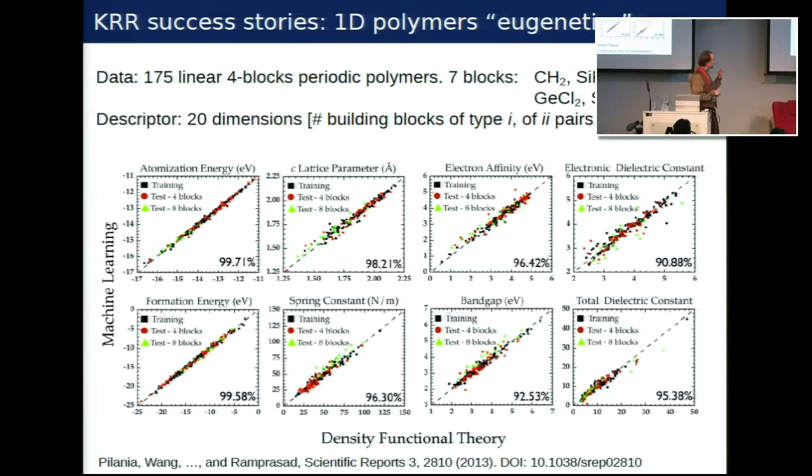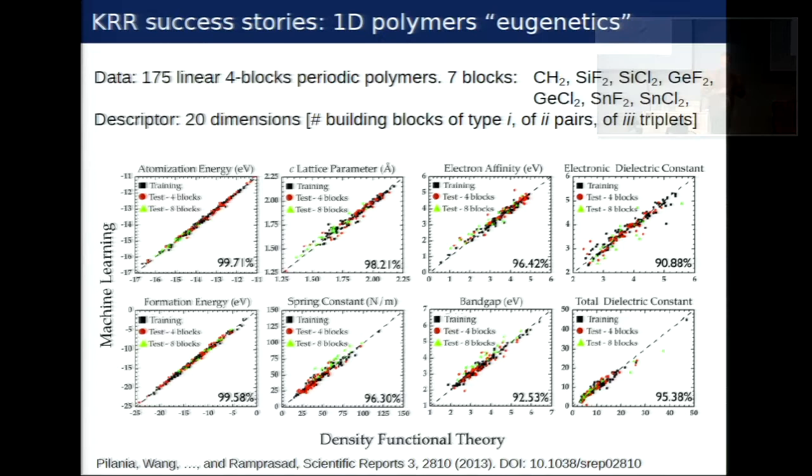This is one of the first applications in the group of Rampi Ramprasad. And what I liked of this one is the coarse grain representation. Actually, these two slides, this and the next, are about representations that are not trying to capture the actual geometry to then get energies and forces when you need them, but to get properties directly.